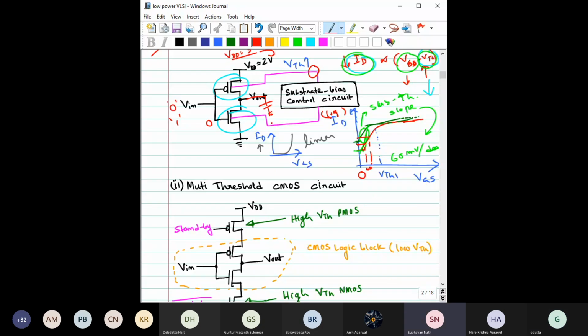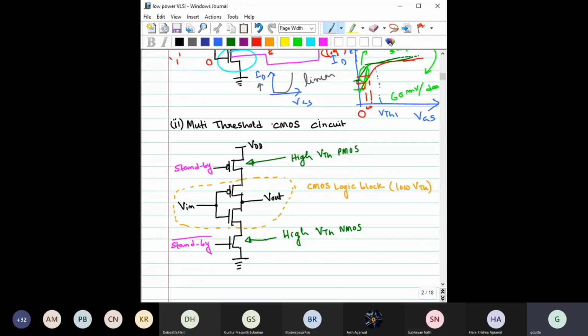Right. So what about the next case? The next case that we have studied is the multi-threshold voltage CMOS. Here, instead of changing the threshold voltage dynamically, we have fixed two transistors here and here, whose threshold voltages are higher, and we have fixed transistors in between. This is basically implementing the logic part.